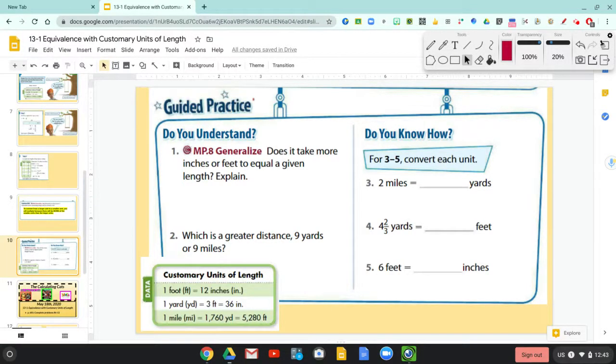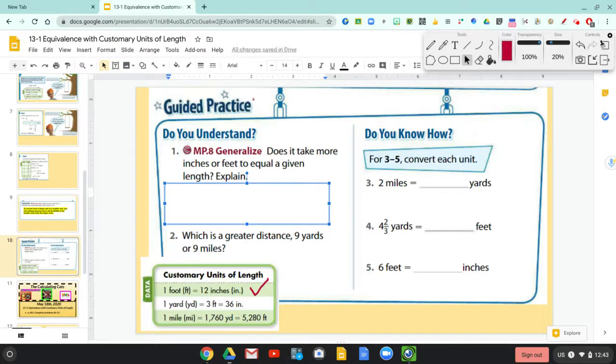Let's take a look at number 1. Does it take more inches or feet to equal a given length? Well, I kind of just explained that to you. So down here, if you look, it says 1 foot is 12 inches. So it takes more inches because it takes 12 inches to make 1 foot. So let's see how we can write that out. So let me grab a text box here. And does it take more inches or feet? So hopefully you answered something like this. It doesn't have to be exactly.